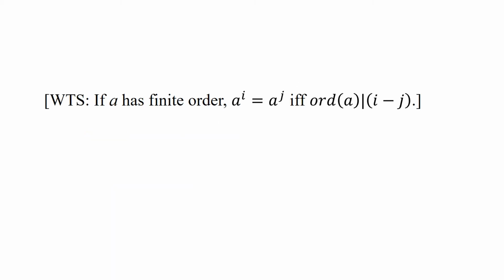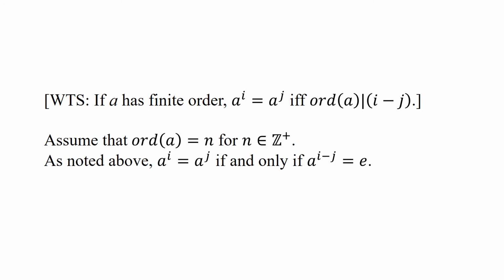Finite order. Let's assume the order is n. And what we know from above is that a to the i is equal to a to the j if and only if a to the i minus j is the identity. I just multiply both sides by a to the minus j, the inverse. And I can recover a to the i equals a to the j from this expression by multiplying both sides by a to the j.